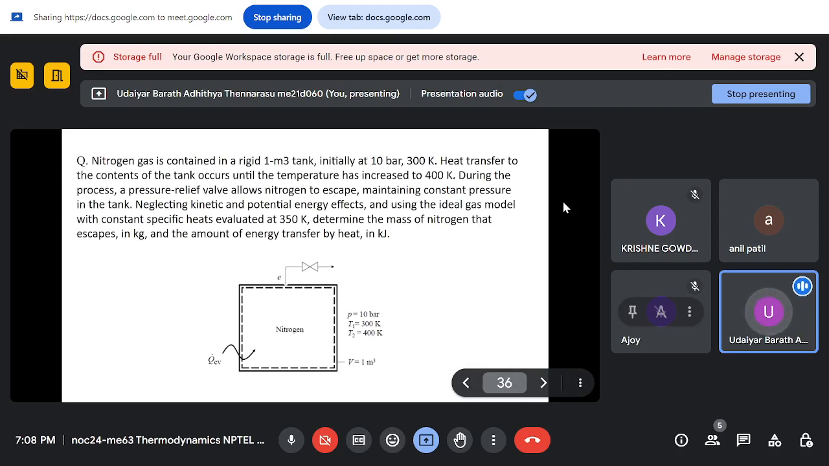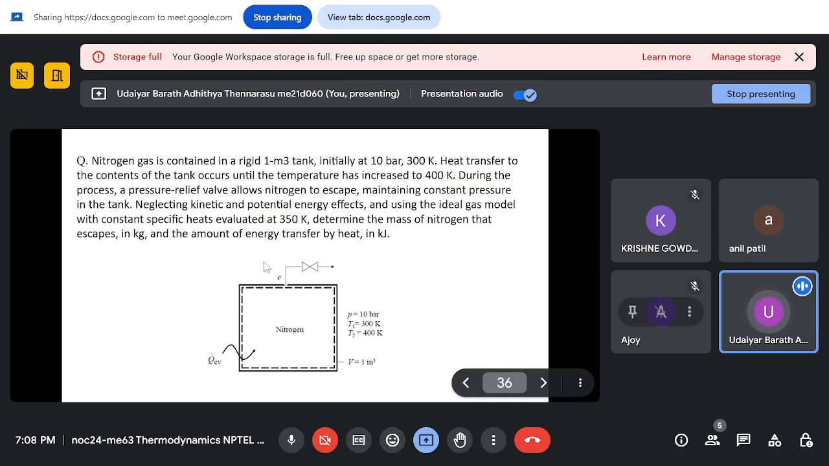The next question is, a nitrogen gas is contained in a rigid 1 meter cube tank, which is initially at 10 bar and 300 Kelvin. So this is a nitrogen tank whose volume is 1 meter cube, at 10 bar and 300 Kelvin. Heat transfer to the content of the tank occurs until the temperature has increased to 400 Kelvin. So initially it was 300 Kelvin, now we are heating it till it reaches 400 Kelvin.